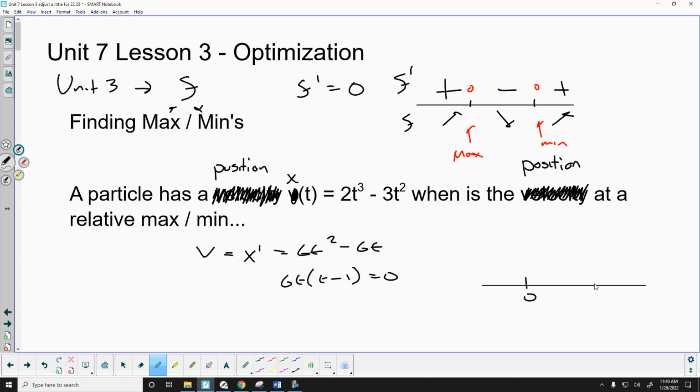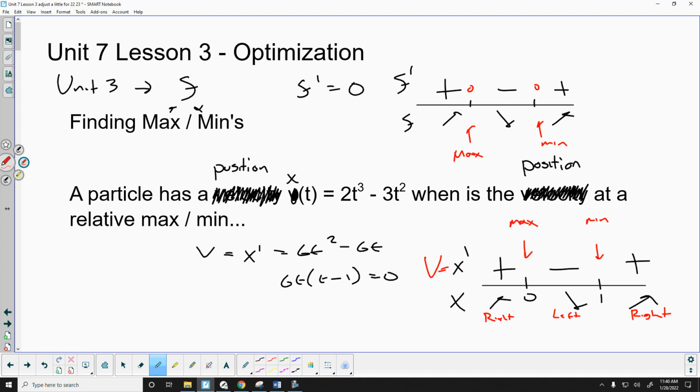0, 1. This is x prime. You got positives, negatives, positives. That's telling me x is increasing, decreasing, increasing. Right? But how have we now thought about this? This is v. This means I'm moving right, left, and right. Cool? So yes, at t equals 0, we would say that's a max. T equals 1, we would say that's a min.